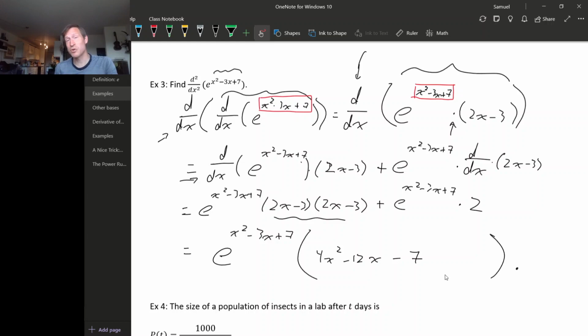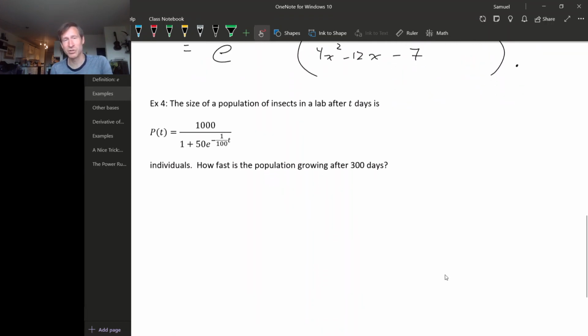Of course, exponentials show up in lots of applications, in particular in modeling population growth. And here's a typical example. So suppose that the size of a population of insects in a lab after t days is given by this formula. And this is in individuals. Right? So this function tells you how many insects are in the population. How fast is the population growing after 300 days? So since we're asking how fast, we're looking for a rate of change, and so we should calculate a derivative.